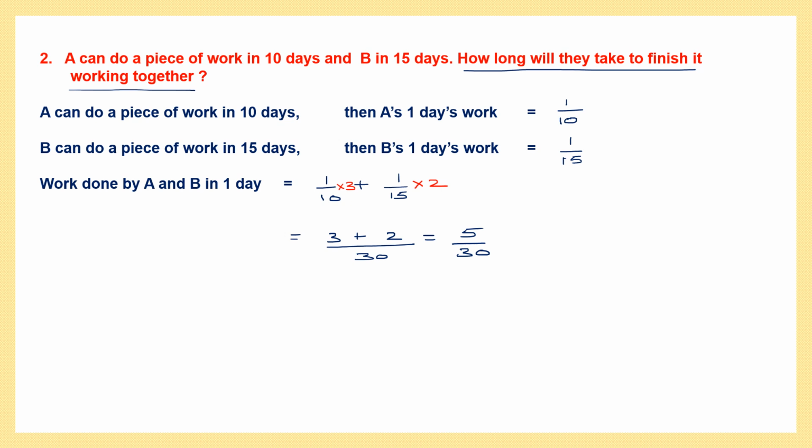5 by 30, let's cancel it. So 5 1's are 5, 5 6's are 30. So what do we have here? Here work done by A and B in 1 day is 1 by 6. Now to find the number of days, we just have to write the reciprocal of this. So A and B can finish the work together in 6 days because the reciprocal of 1 by 6 is 6 by 1, which is equal to 6. So A and B can finish the work together in 6 days, and this is our answer.